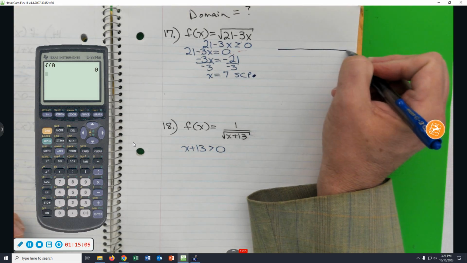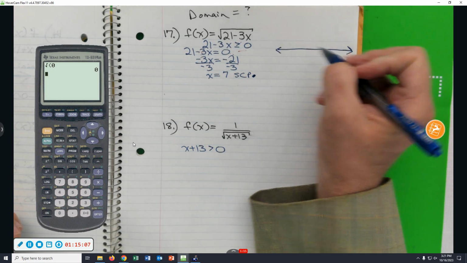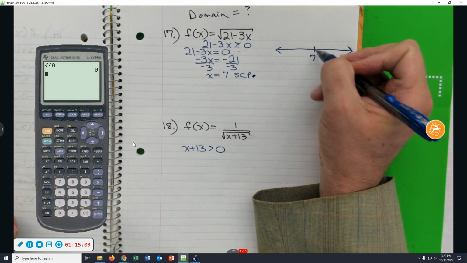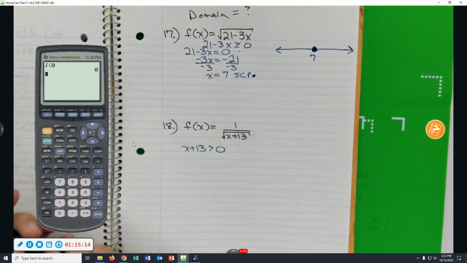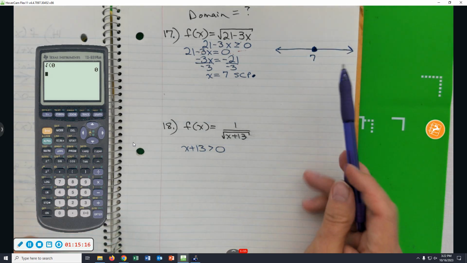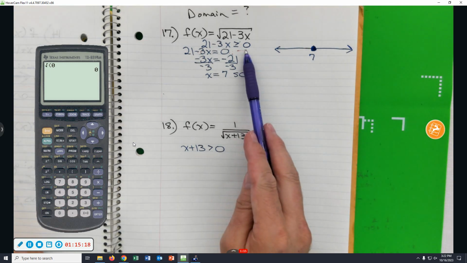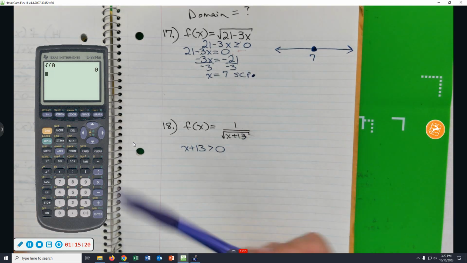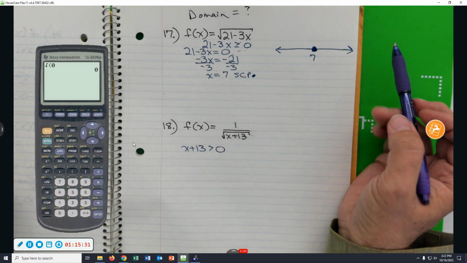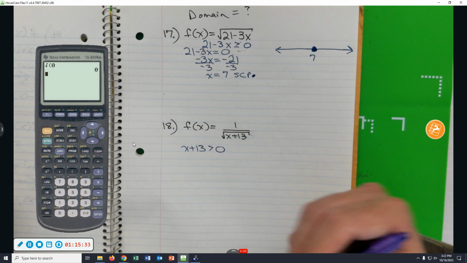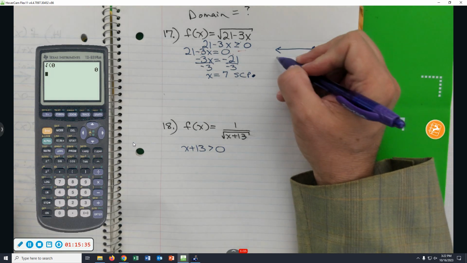So there's my number line. There's 7, and it's a closed circle. We expect one side of 7 to make this into a true statement. We expect the other side to make it a false statement. So, what's my favorite number to test? 0 to me is always easiest to plug in. Which side contains 0, to the left or to the right? Left, so I'm going to test 0.